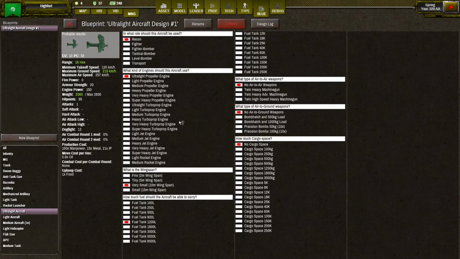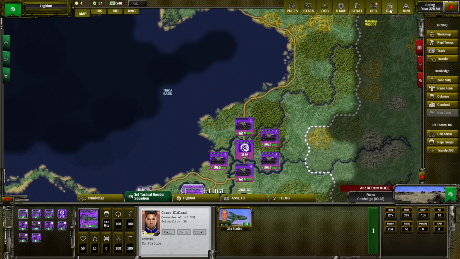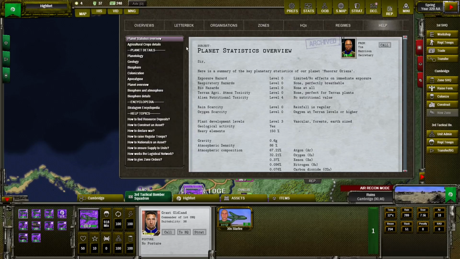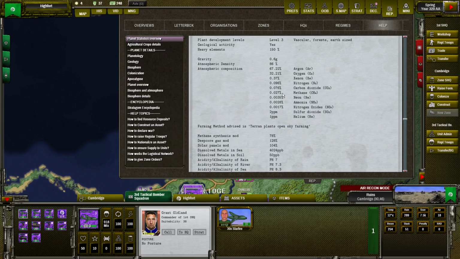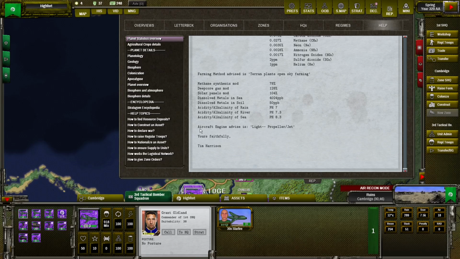And for that we have a dedicated report. If we go to the map, then to reports, help, and planet statistics overview, and scroll to the bottom of this report, here you can see there is advice regarding what kind of engine we should use for our aircraft. And in this case, the advice is that we should use light engines, which can be of two types, light propeller engine and light jet engine.